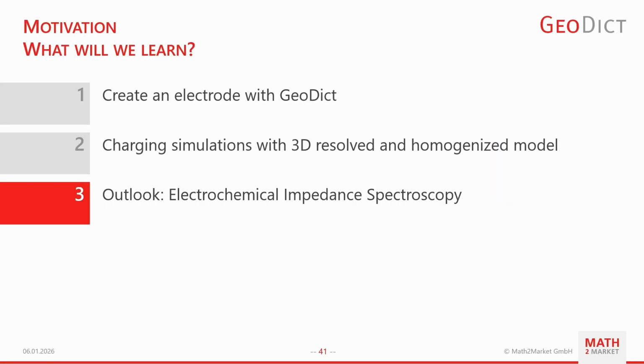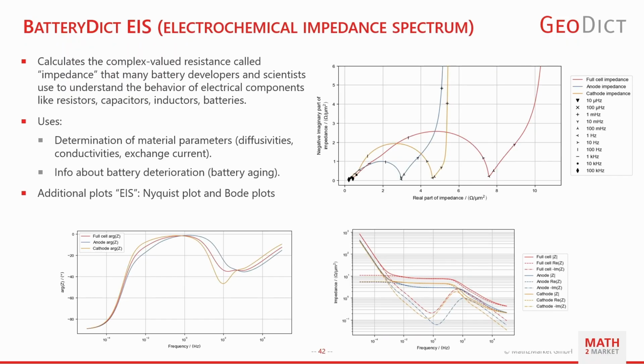In the end, I want to show you an exciting new feature, which is the support of electrochemical impedance spectrum simulations, or in short, EIS. With this type of simulation, you can predict complex valued resistance called impedance, which is important for battery developers and scientists to understand the behavior of electrical components. EIS simulations can be performed on battery and electrode structures. The solver is controlled with a special charging profile over time, and the response of the battery structure is analyzed in a post-processing step.